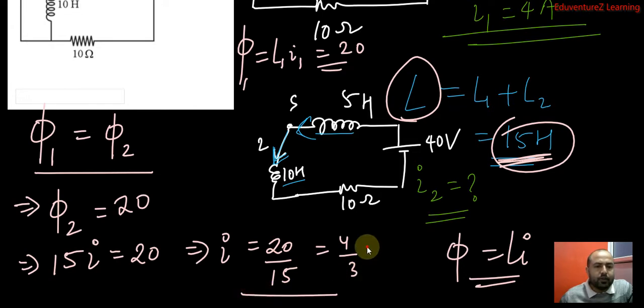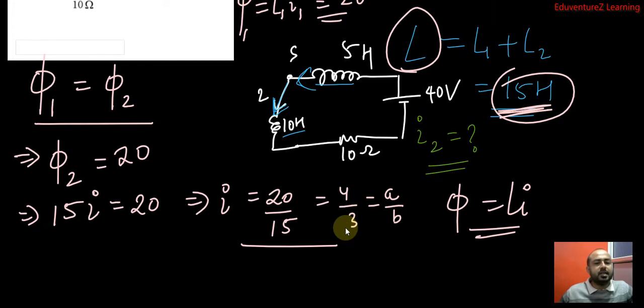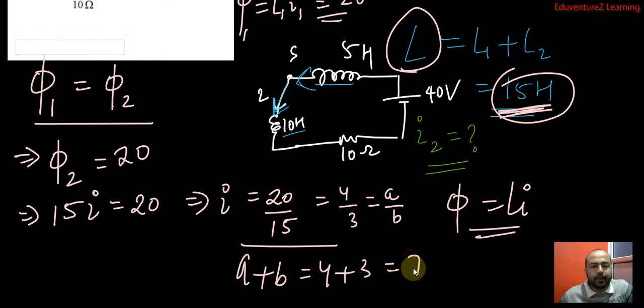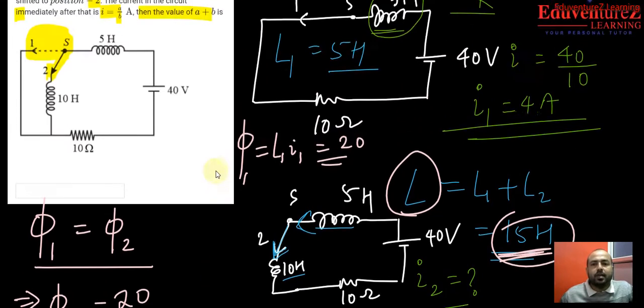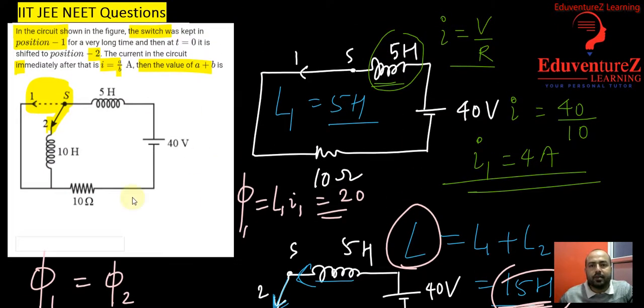So this is the value of A by B. A can be taken as 4 and B can be taken as 3. If you want to calculate A plus B, you can write it as 4 plus 3, which is equal to 7. So the answer will be 7. So A plus B is 7. This is our final answer.